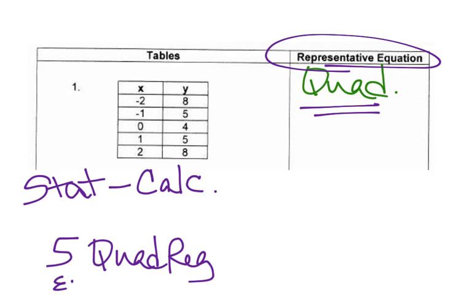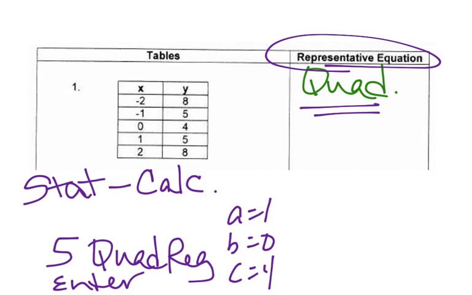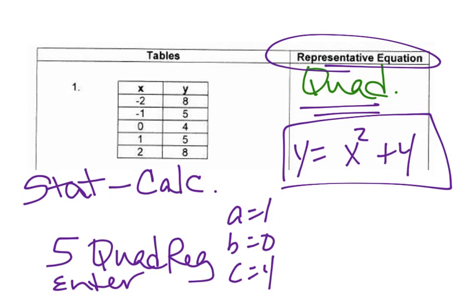Once you do that, you're going to press Enter. And when you do that, you're going to get A equals 1, B equals 0, and C equals 4. A goes with x squared, so that's like 1. We always start y equal. That's like 1x squared, so you could just write x squared. B is what goes with x. It would be like plus 0x, which means it just cancels, so you don't put it. And then C is your constant, so plus 4. So y equal x squared plus 4 is the representative equation for this table.